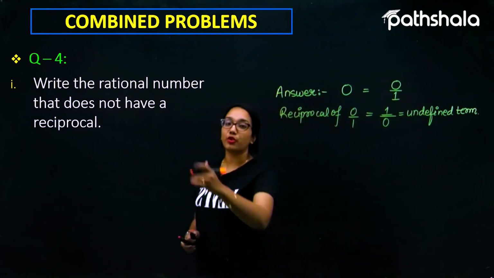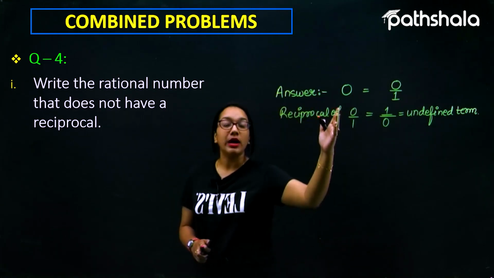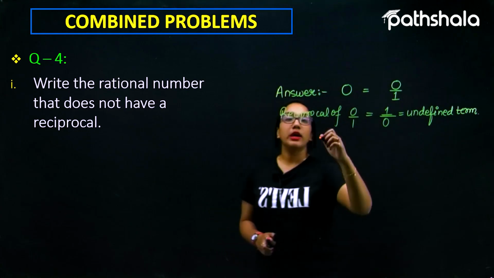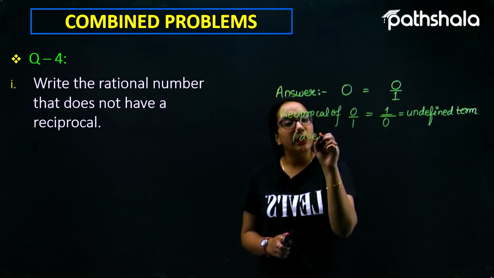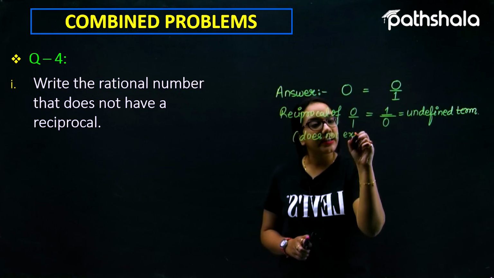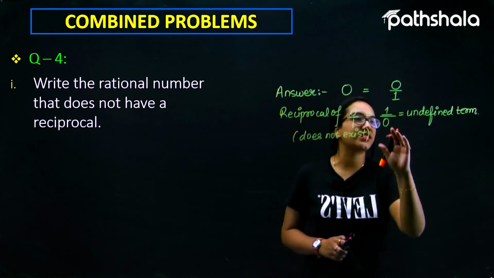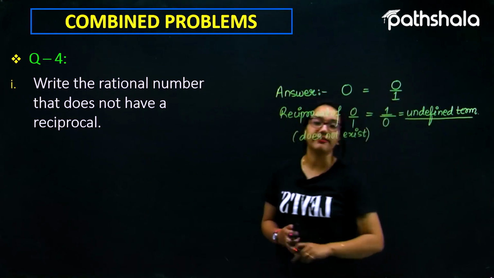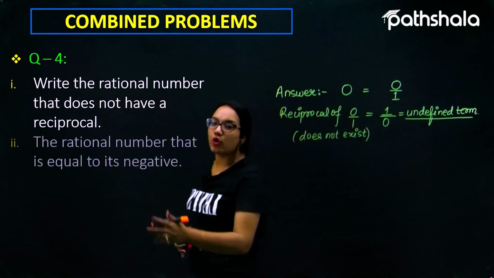So the answer for the first question is nothing but 0, that the reciprocal of 0 does not exist, because if it exists, it gives the answer as 1 by 0, which is nothing but an undefined term. So let's just move on further toward the second question.